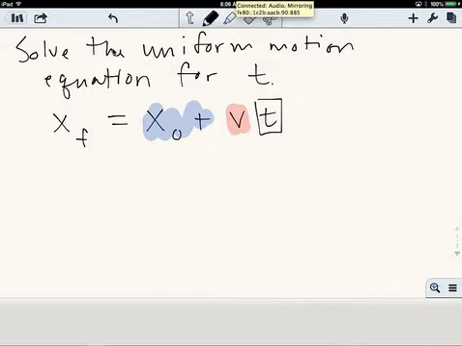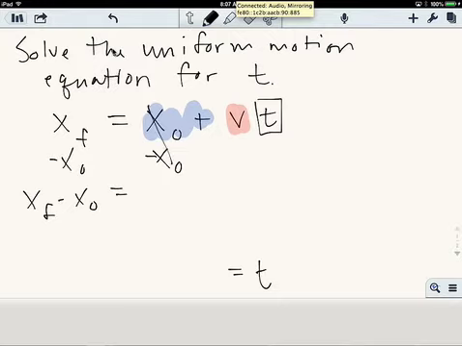Since it says solve for t, we need to end up with an answer that says t equals, where t is all by itself. The first thing I'm going to do is get rid of the thing that's furthest from the t on the right side of the equation, and that's the x naught. To get rid of x naught, I need to subtract it. I take away x naught. That gives me xf minus x naught, because those are different variables, because they have different subscripts, equals, this cancels out, and I'm just left with vt. And I still need to get rid of v.